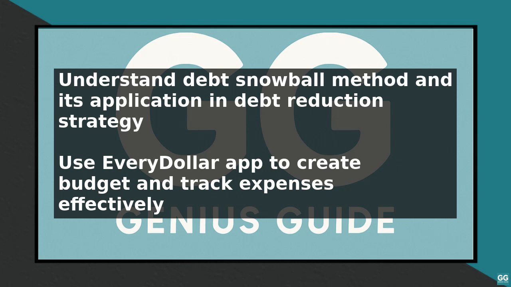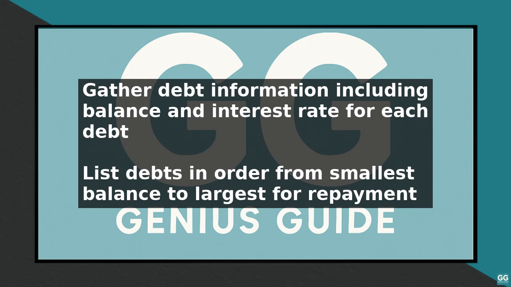First, gather all your debt information, including balance, interest rate, and minimum payment for each debt. Then, list your debts in order from smallest balance to largest next. Determine how much money you can allocate each month towards debt repayment. In EveryDollar, create a new budget and add your debts as expenses.